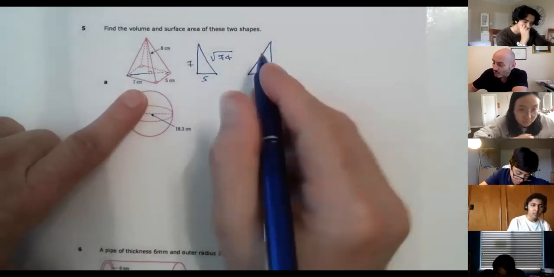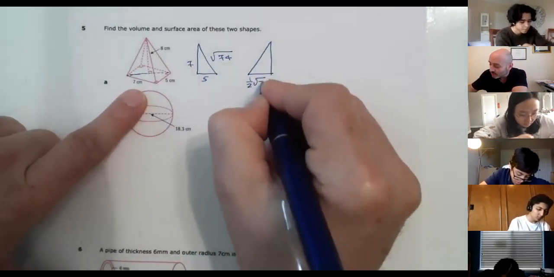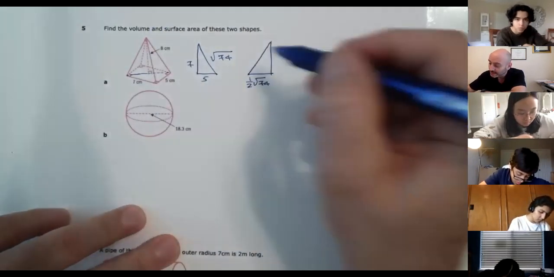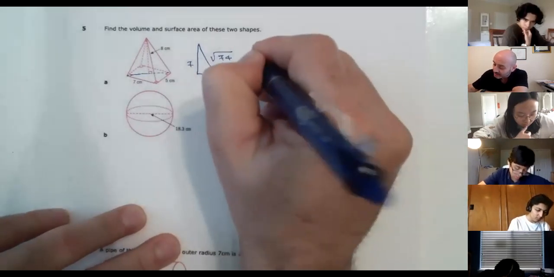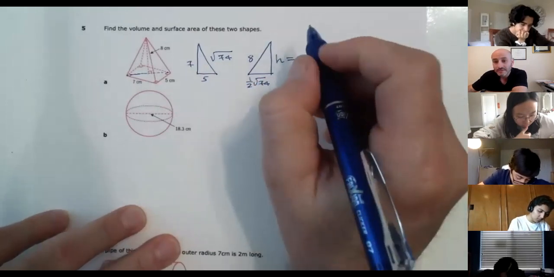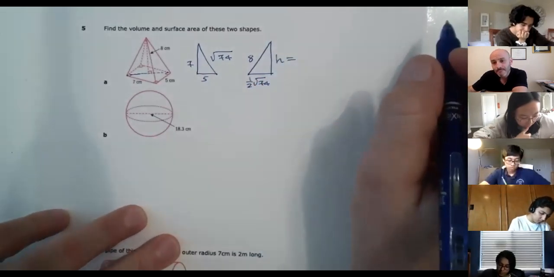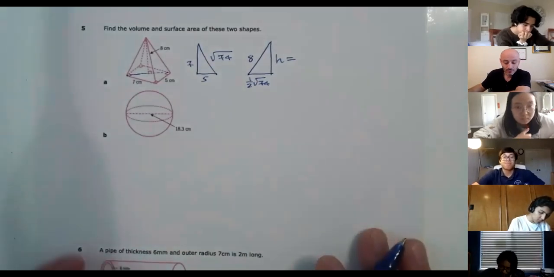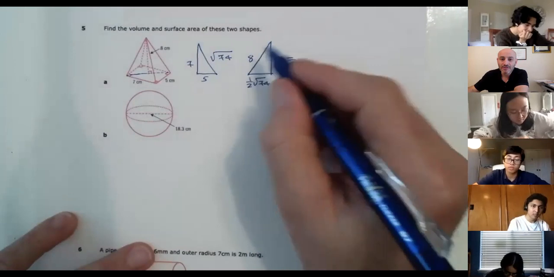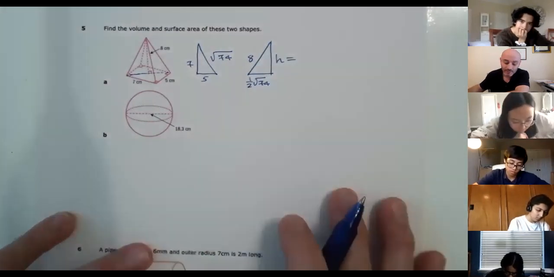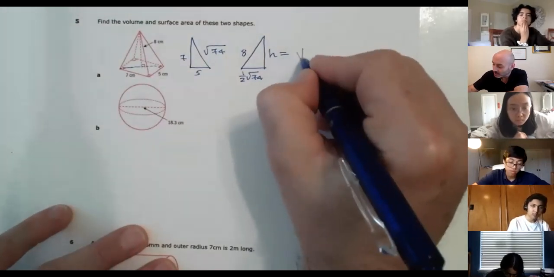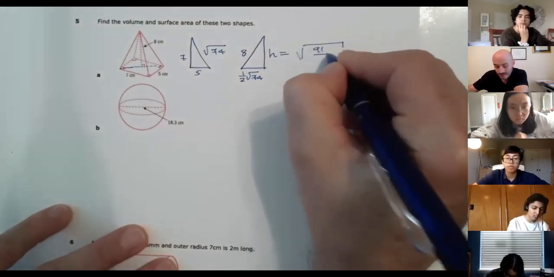Half of the square root of 74 is the base. So now I'm talking about this other triangle. The edge is 8, and we need the height. This is the height of the pyramid, okay? After you apply the Pythagorean theorem, so on and so forth, you should get the height of the pyramid: the square root of 91 halves.